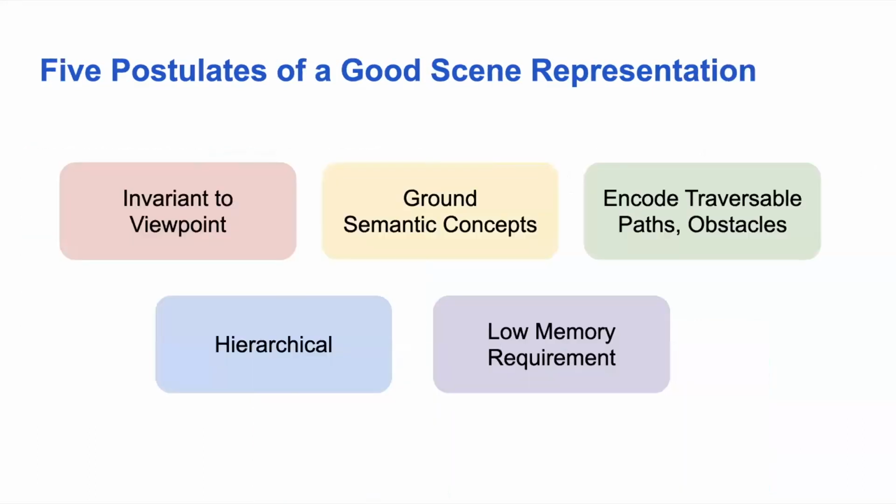So the five postulates, just to recap, of a good scene representation: it is invariant to viewpoint, and it grounds semantic concepts. It should encode traversable paths and obstacles. Fourth, it should be hierarchical. And fifth, it should have low memory requirement for long horizon autonomy.